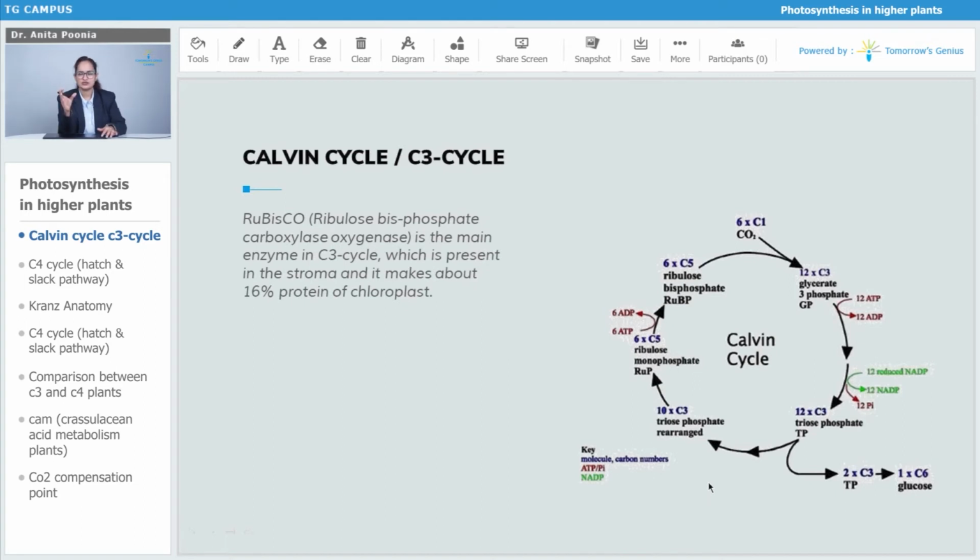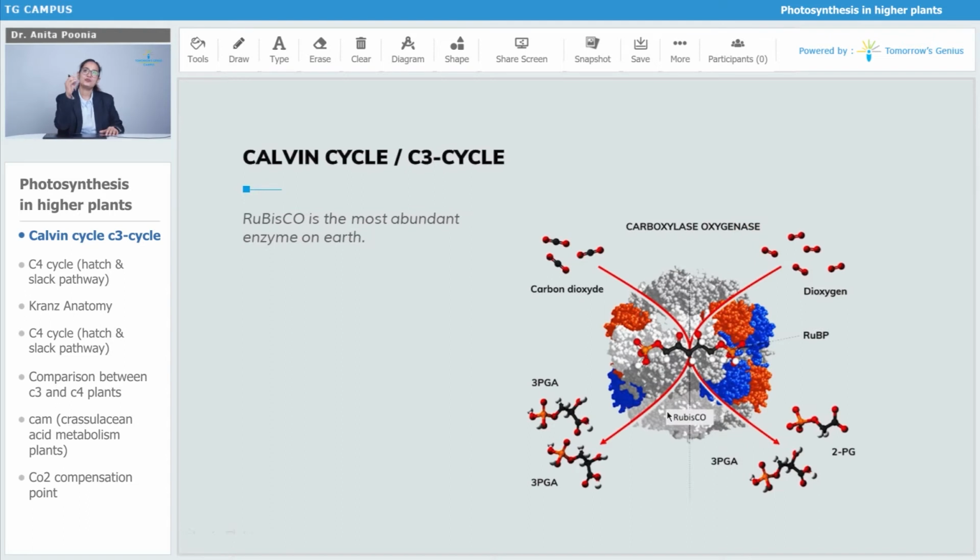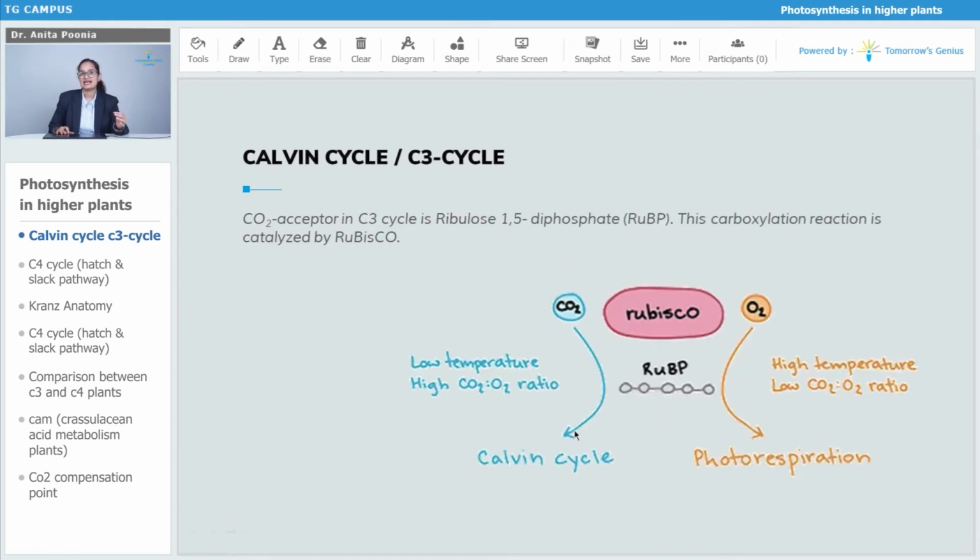Now one more thing that you need to understand here is Rubisco. Ribulose bisphosphate carboxylase oxygenase is the main enzyme in this C3 cycle. It is always present in the stroma, and it makes up about 16% of the protein of the chloroplast. So it's an important enzyme. Rubisco is the most abundant enzyme on earth also. The carbon dioxide acceptor in the C3 cycle is ribulose 1,5-bisphosphate, that is RuBP, and this carboxylation reaction is catalyzed by Rubisco.